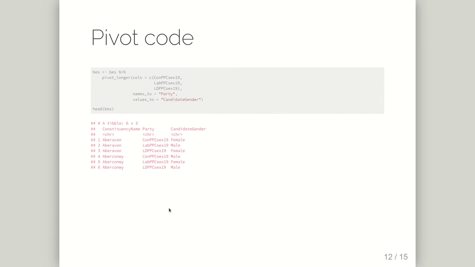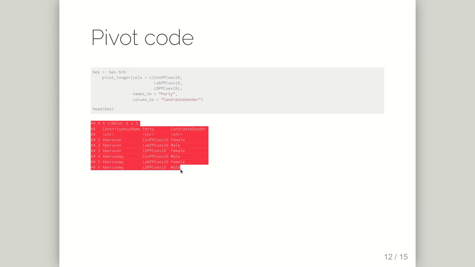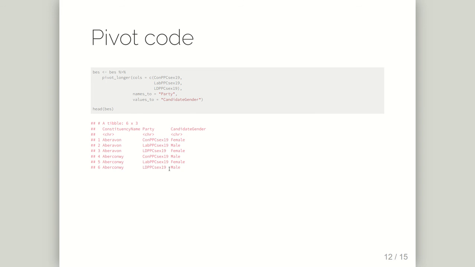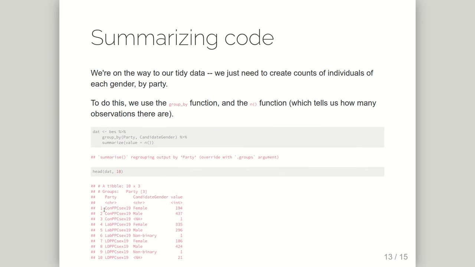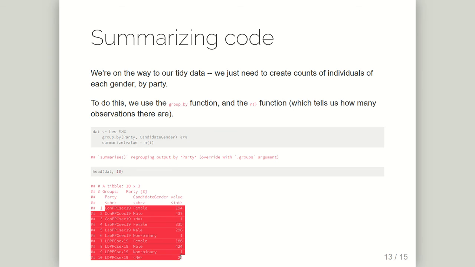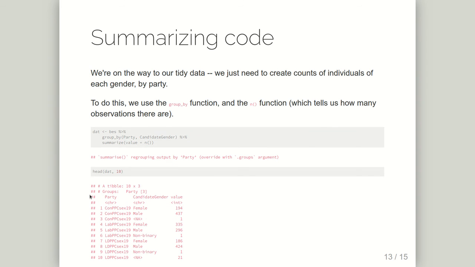So we've taken a data frame which had lots of different rows, as many constituencies as there are multiplied by as many parties as we have and as many genders as we have, to a much more concise, summarized representation.